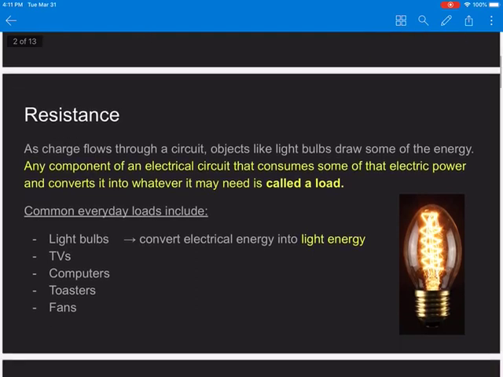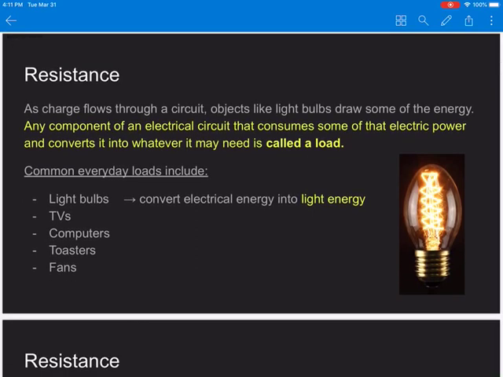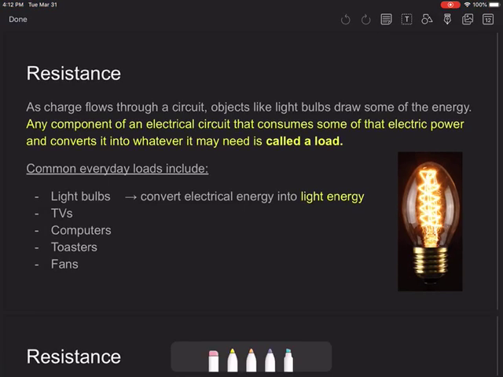So let's get going. As charge flows through a circuit, objects like light bulbs draw some of the energy. Any component of an electrical circuit that consumes some of the electric power and converts it into whatever it may need is called a load. Okay? So a load could be something like a light bulb, right? Because it takes that electrical energy and converts it to light energy.